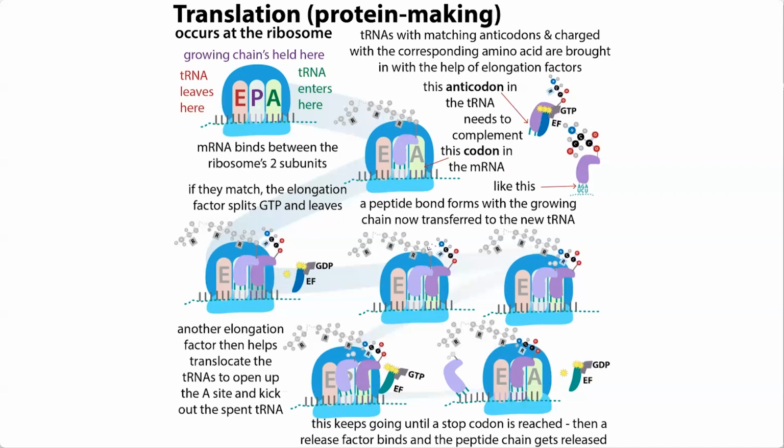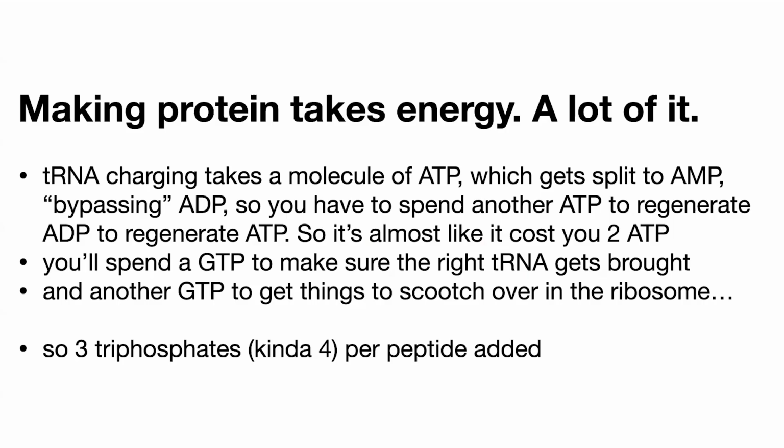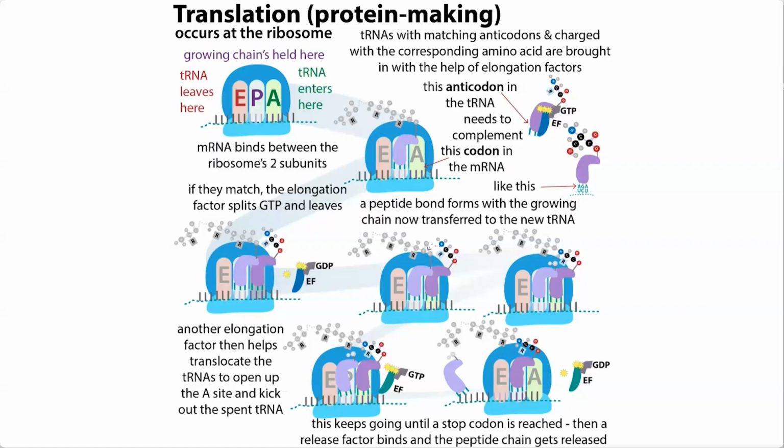So there are these exchange factors that are going to help the elongation factors and all these other factors get recycled so they can come and do this again. But each of those is going to require energy because you're having to add a new GTP each time that you do this. So then you have those 3 triphosphates, kind of 4 per peptide added. Then you have that energy spent for the initiation phase as well as for recycling the ribosome. So it's an expensive process, but it's worth it.